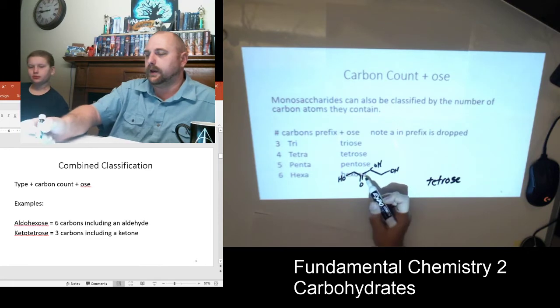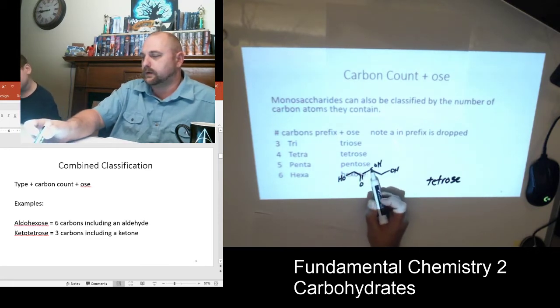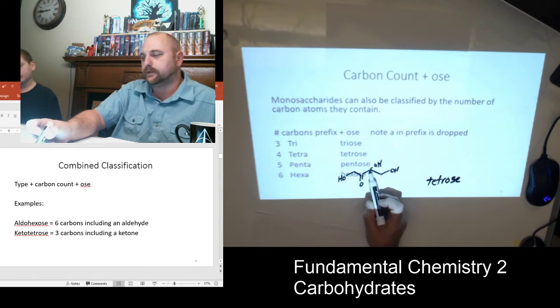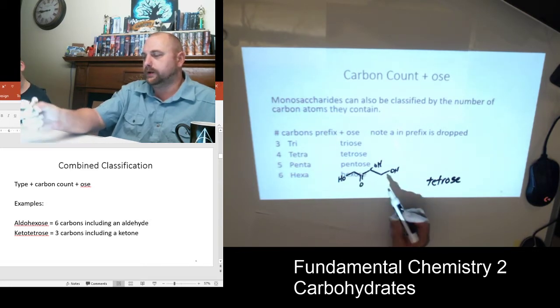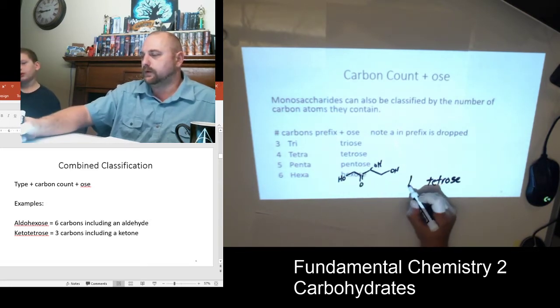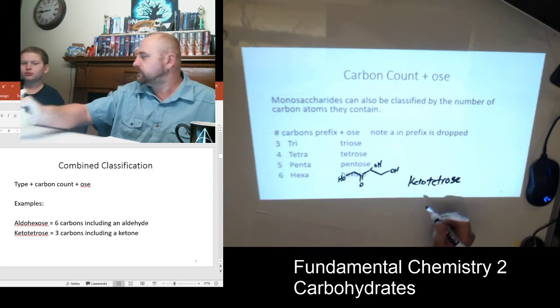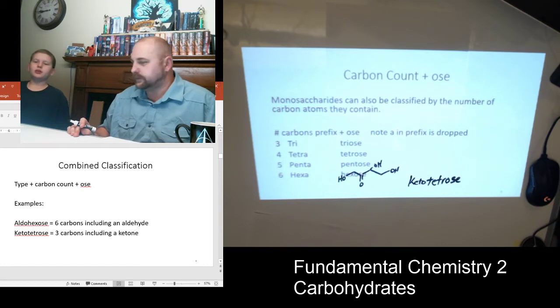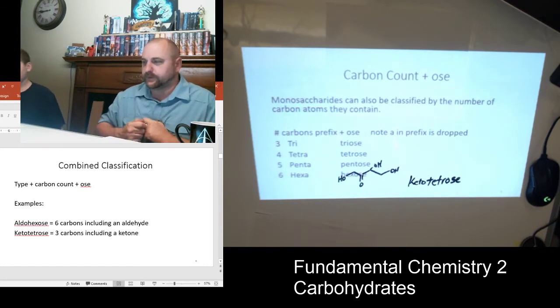And then it's got carbon, carbonyl, carbon. That's this double bond here, so that's keto. So we put keto tetrose. That would be its two classifications put together. Keto tetrose. It's a fun name.